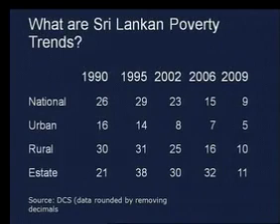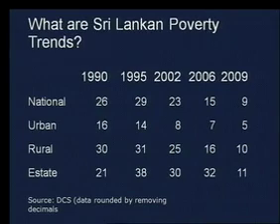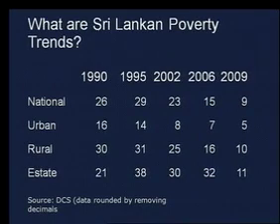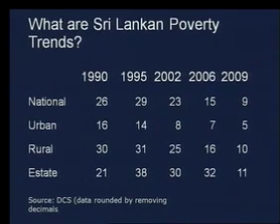In 1995, it was almost 30%, and has come down to roughly about 9% by 2009. That's national level. In the estate sector, of course, the third sector in the country, where we have tea produced, rubber is produced, where you had a large number of indentured labor earlier. Now they are not anymore indentured labor.